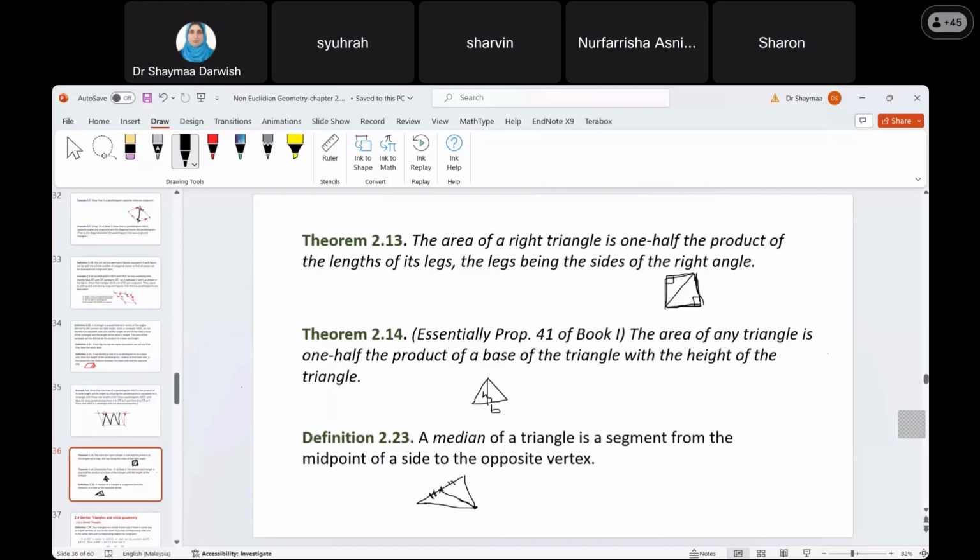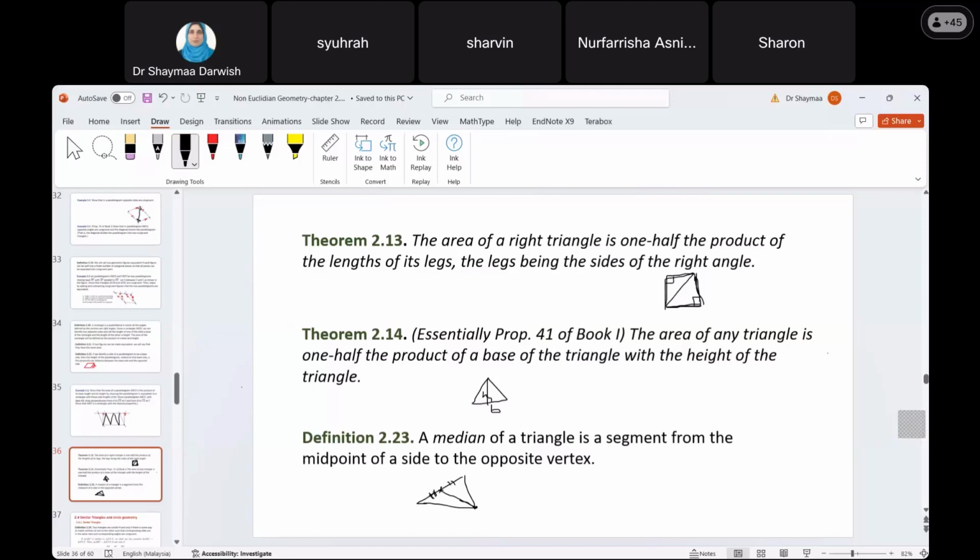So now, don't confuse the median with the altitude and the perpendicular bisector. Because when we defined the circumcenter, we drew perpendicular lines from the midpoints, not necessarily going to the opposite vertex. These lines intersect in one point. We call it the circumcenter. For the orthocenter, we draw the altitude, which means the line from the vertex perpendicular to the opposite side. And for the incenter, we bisect the angles.